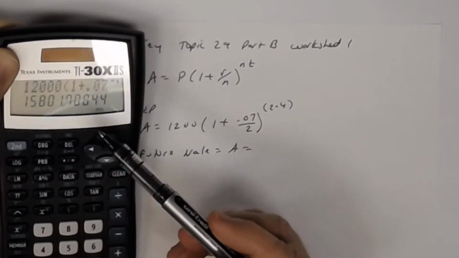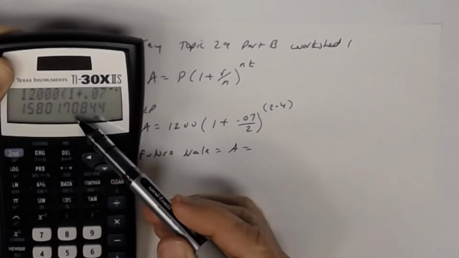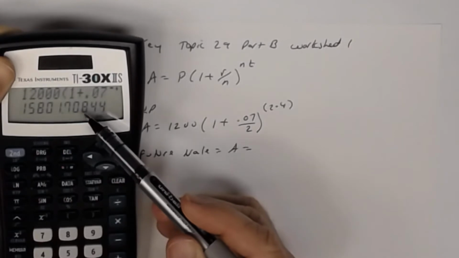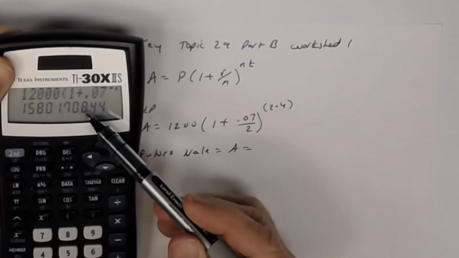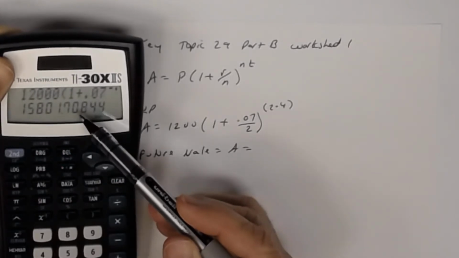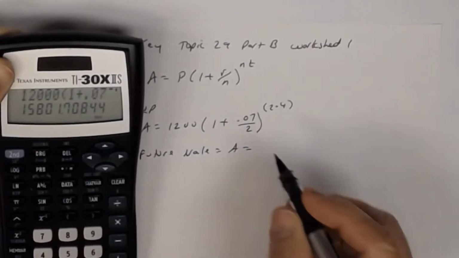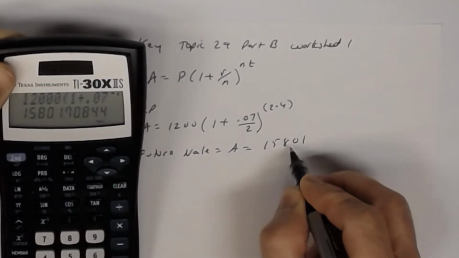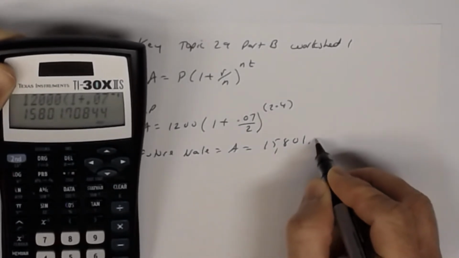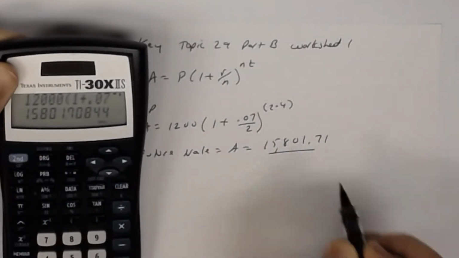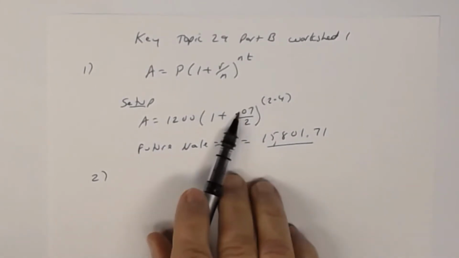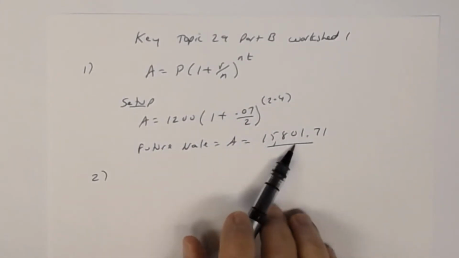To the nearest cent, remember, is 2 digits behind the decimal point, so that's where that 0 is. Since the thousandths digit is 8, which is 5 or greater, you add 1 to that 0. So the answer is $15,801.71. That's your future value. Notice this is what the setup looks like, and this is your answer to the nearest cent.